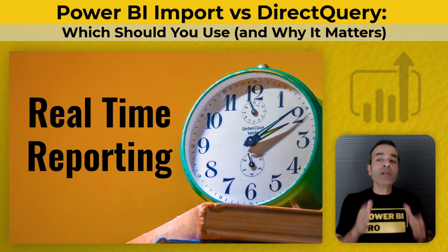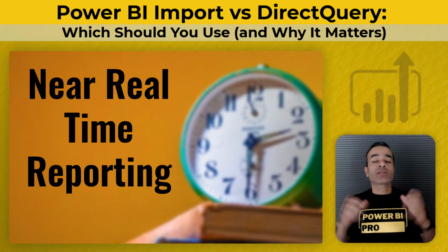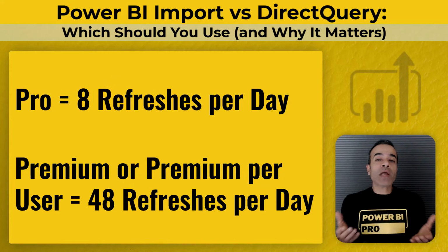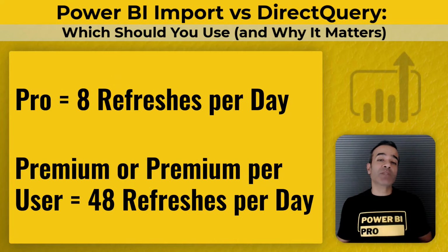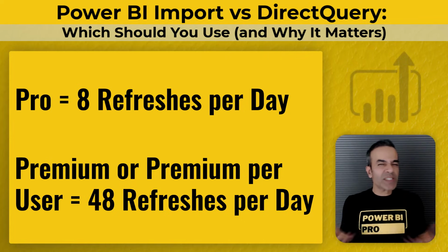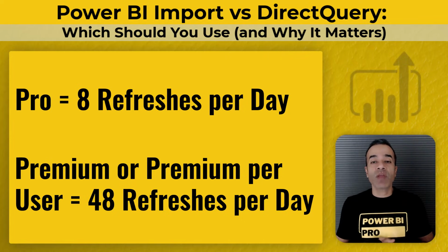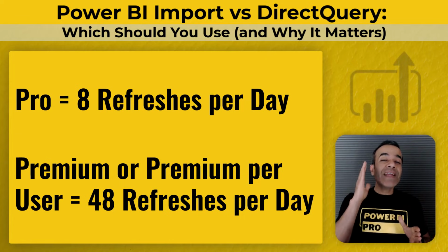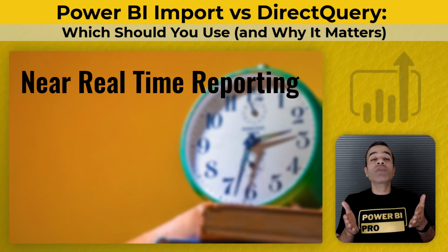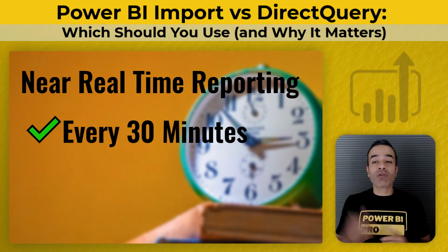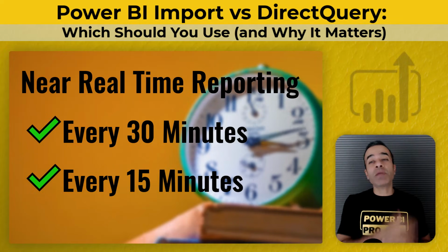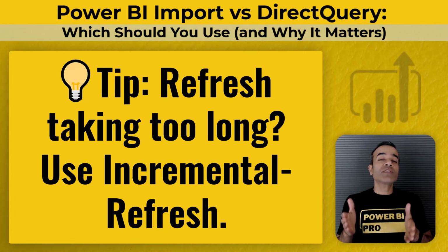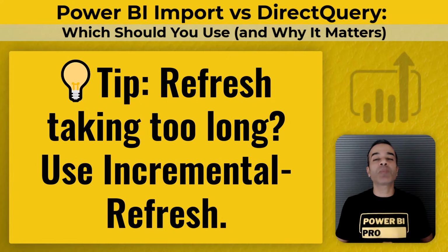But if you need real time, you can get near real time in the import mode, and often that's good enough. With the Pro license, you can refresh your dataset up to 8 times a day. And honestly, for 95% of my clients, that's been more than enough. You can go Premium or Premium Per User and push that to 48 refreshes a day. That means you can refresh every 30 minutes if you spread it across a day, or even every 15 minutes if you only need it during business hours. And the tip, if your refreshes are taking too long, consider incremental refresh.